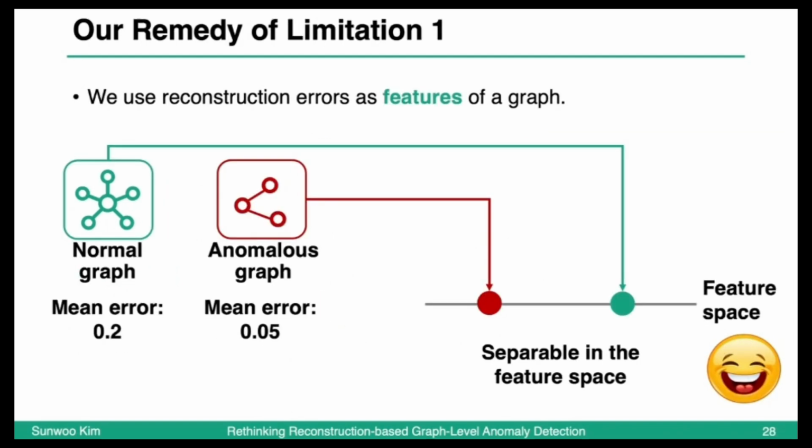To overcome this, we use the mean reconstruction error as features of a graph instead of directly using it as an anomaly score.